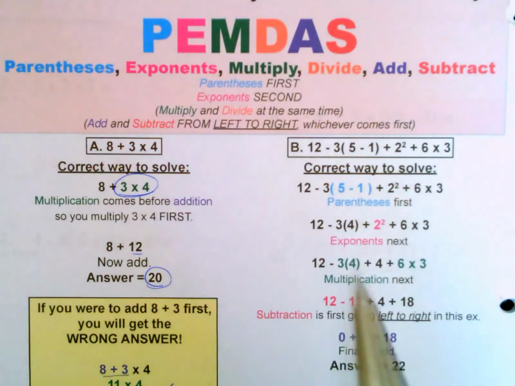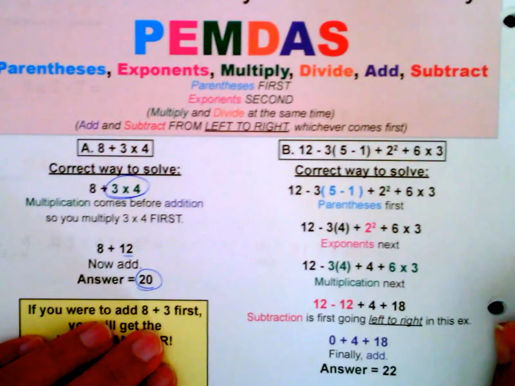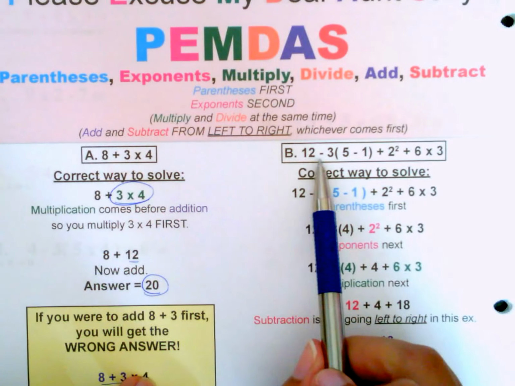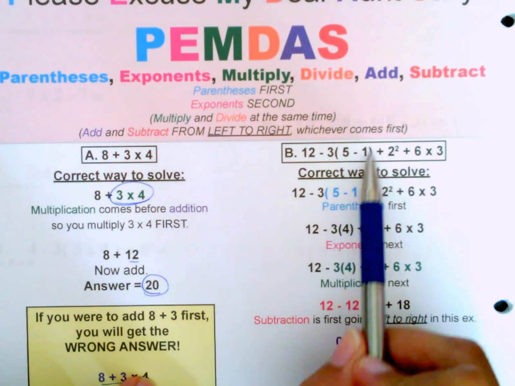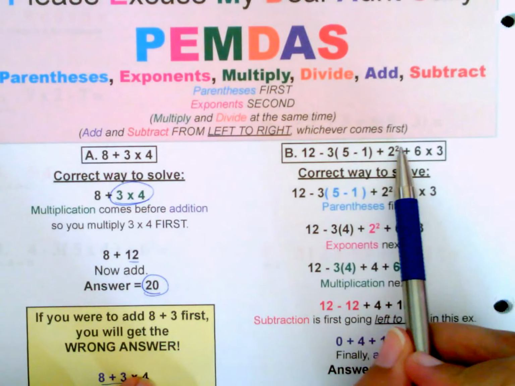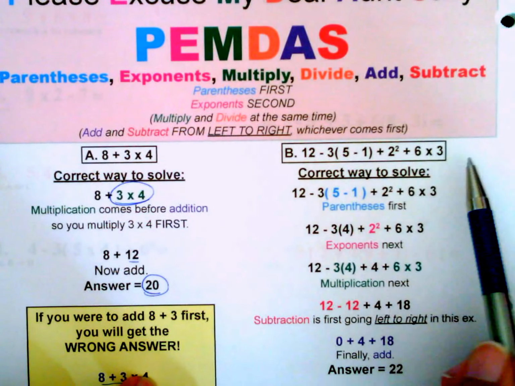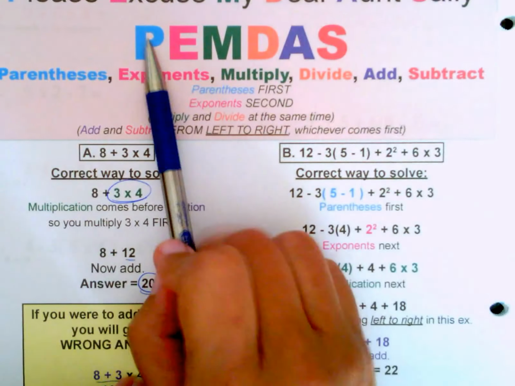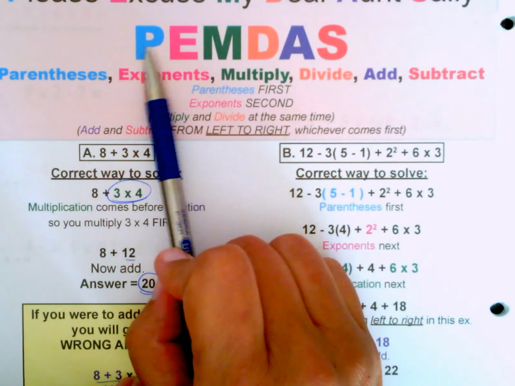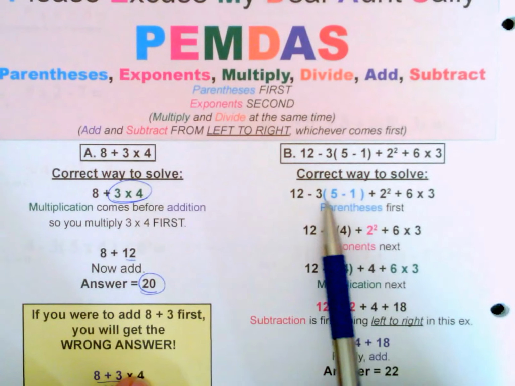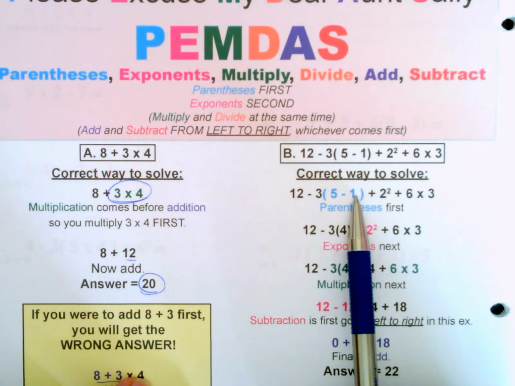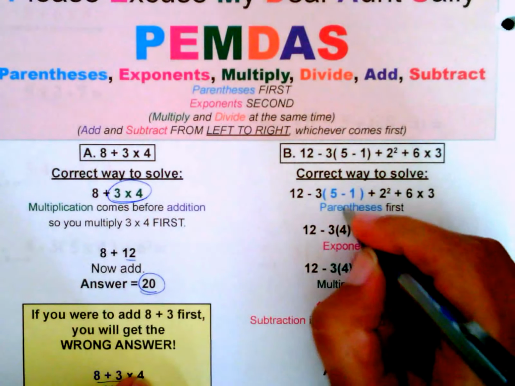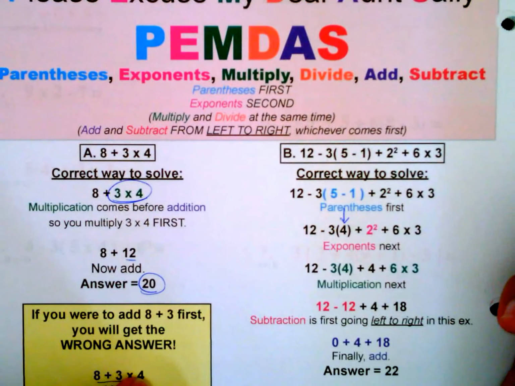So let's look at B. B is a bit longer and uses a few more of the operations. So B, we have 12 minus 3 times (5 minus 1), plus 2 squared, plus 6 times 3. So we got a lot in here. This is good. So the first thing we do, parentheses, the first thing you look for. So do we have parentheses? Yes, right here. So that's the first thing we're going to solve. So parentheses first, 5 minus 1 is 4. So that condensed down to this.